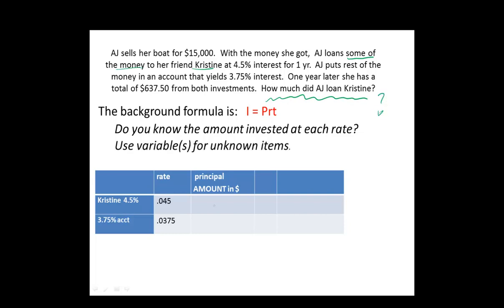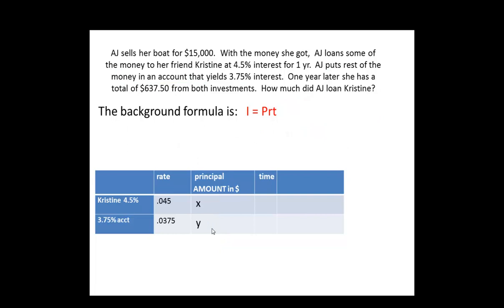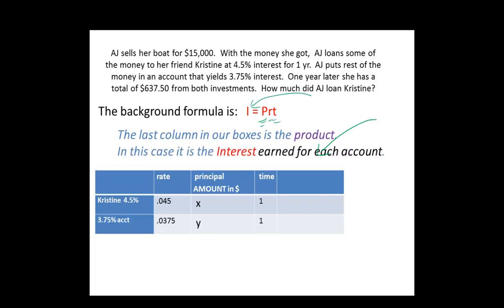And if we don't know, we're going to use a variable. So let's say she lends Christine X dollars. And now for the other account, it just says she puts the rest in the other account. So we'll just use another variable. We'll call that Y, X and Y, for the 2 things that we don't know. Now we need time, and in this case, it says 1 year later, so we know that the time is just 1 year. Now the last column is the product. Remember, we're multiplying principal times rate times time to get our product. So in this case, the product is going to be the interest that we earn for each one of these accounts.